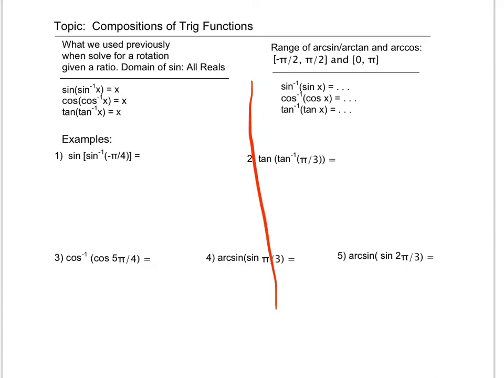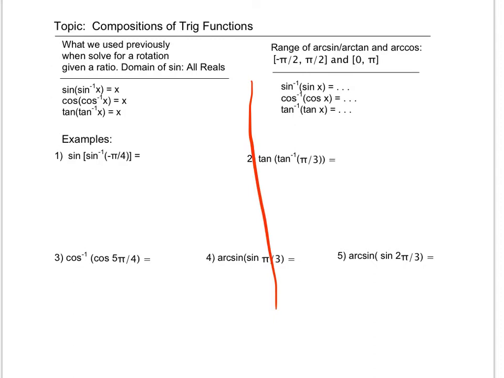So now that you're starting to get a better understanding of trig, inverse trig functions and their domains and their ranges, we're going to go a little bit deeper than we had before. We've previously used them when we're solving for a ratio. We've looked at it when, for example, we were given a right triangle and asked to find a rotation.